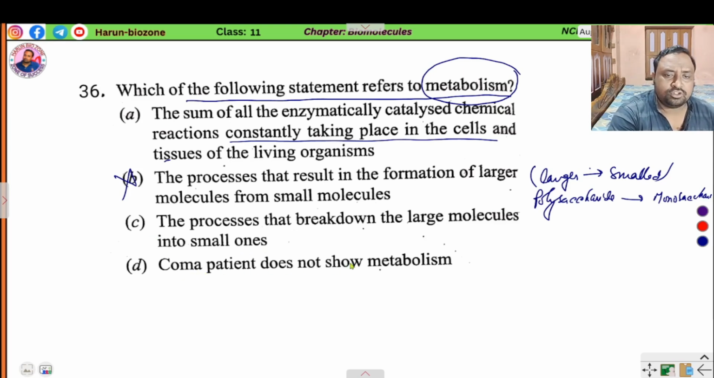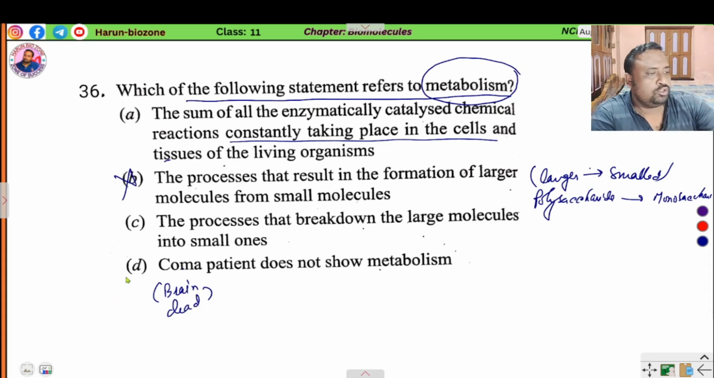Coma patient does not show metabolism? Coma patients also show metabolism, okay, but brain dead. Coma means a brain dead person. So 36 number represents the sum of all enzymatic protein, lipid, carbohydrate digestion in different parts of the body, that is mouth, stomach, small intestine, large intestine. So this is the correct option. The sum of all enzymatically catalyzed chemical reactions that constantly take place in the cells and tissues of the living organism.